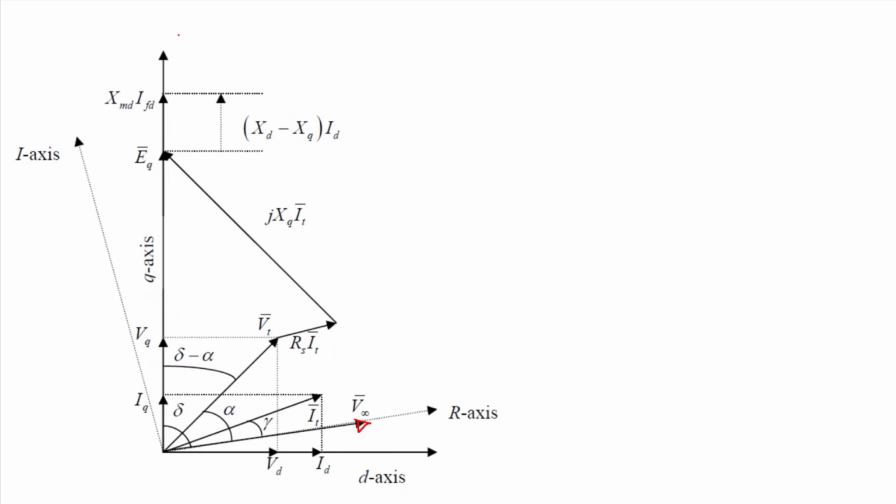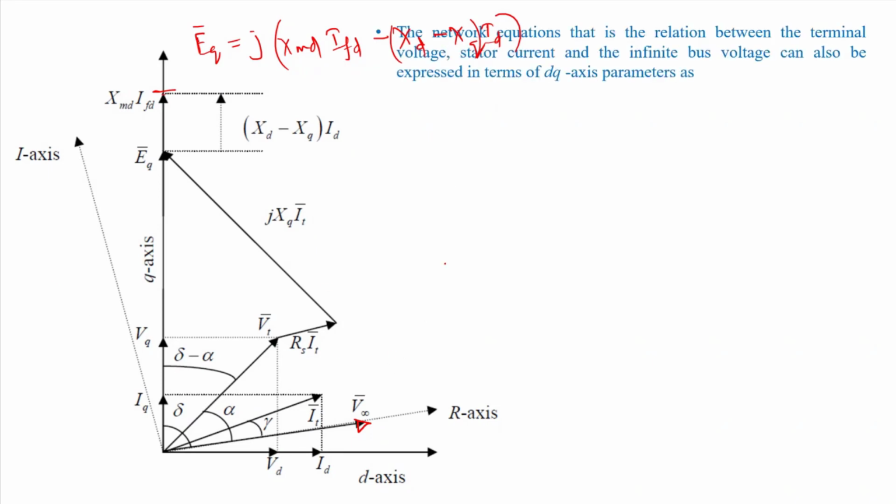And this part we know, because we know EQ is nothing but j of XMD IFD minus XD minus XQ ID, right? So if I add this term to EQ, that will give me XMD IFD. So XMD IFD is up to this point, okay? So this is the phasor diagram, a simple phasor diagram, right?